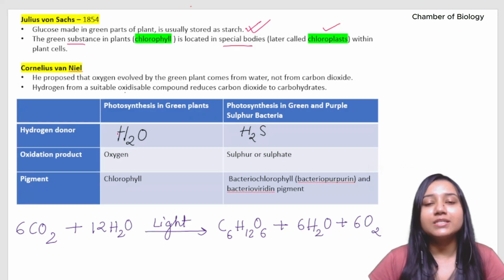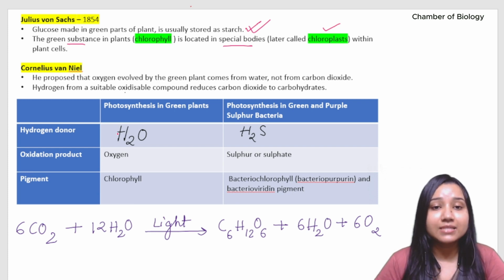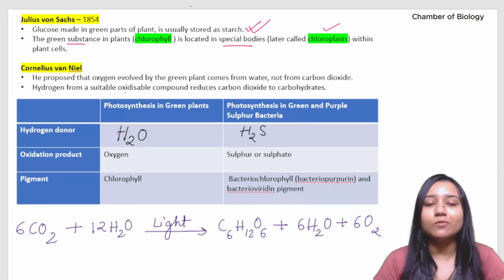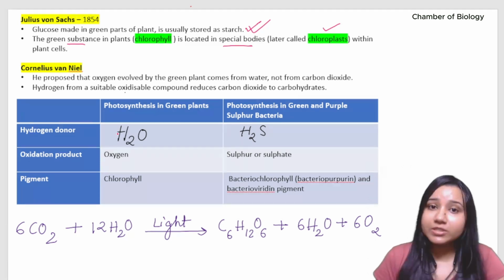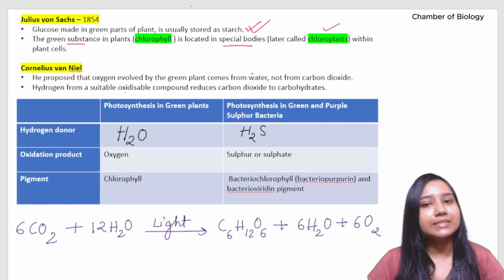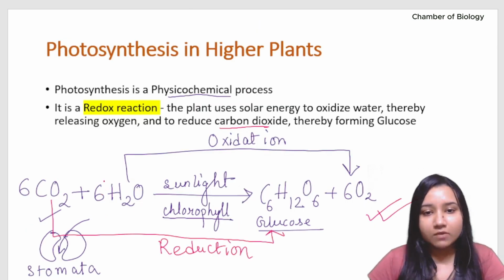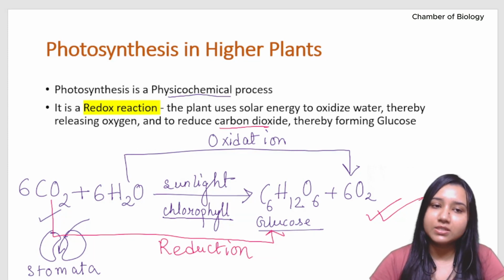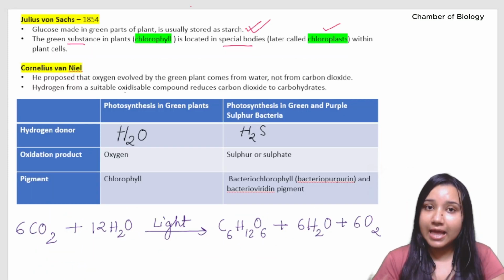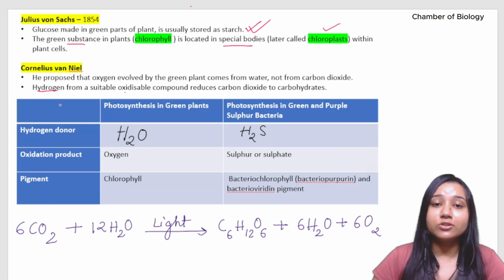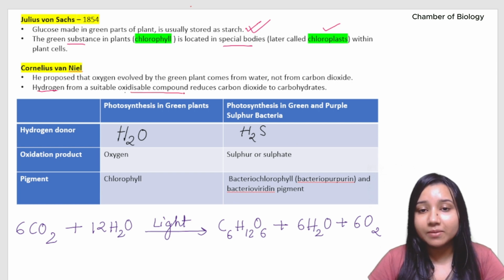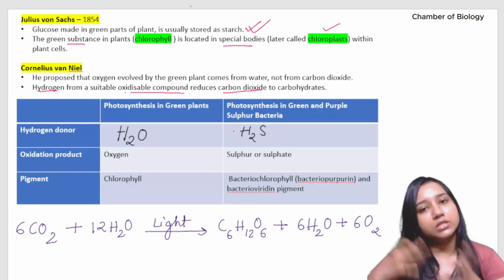After that, Cornelius Van Niel did a remarkable experiment which also changed our equation of photosynthesis. You must be wondering how. He proposed that the oxygen that is evolved by the green plant is coming from the water. So we have seen that our water is being oxidized and forming the oxygen. He also told that the hydrogen participating in the reduction, from a suitable oxidizable compound, is going to reduce the carbon dioxide into carbohydrate.